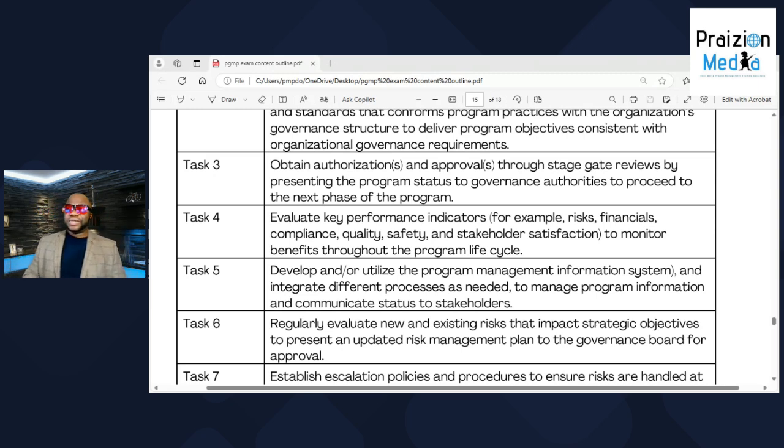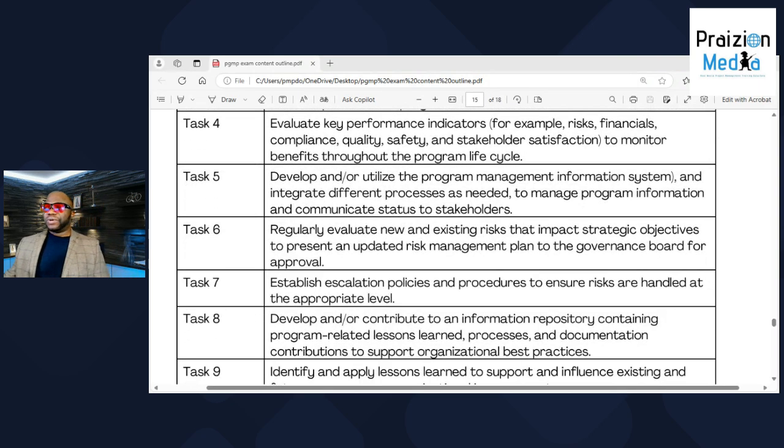Number four, evaluate key performance indicators, KPIs, risk, financials, compliance, quality, safety. Now we're reporting these in an aggregate way. These are coming from the projects, they're coming all the way up into the program level. And however the decision has been made to communicate these, you do that. Number five, develop and or utilize program management information systems. Why wouldn't you? In this day and age, you should, right?